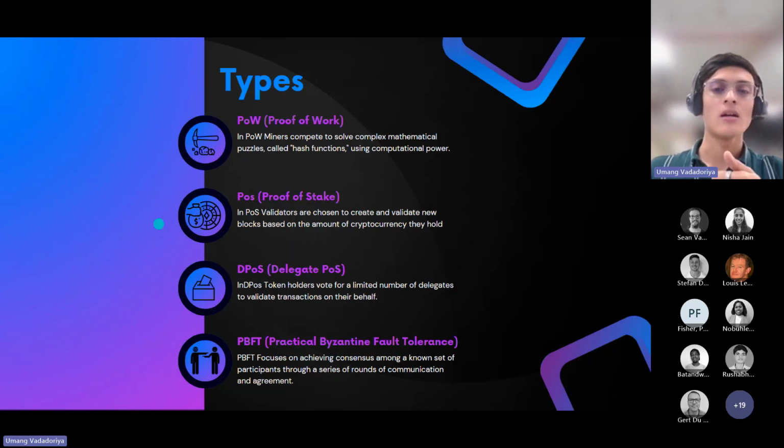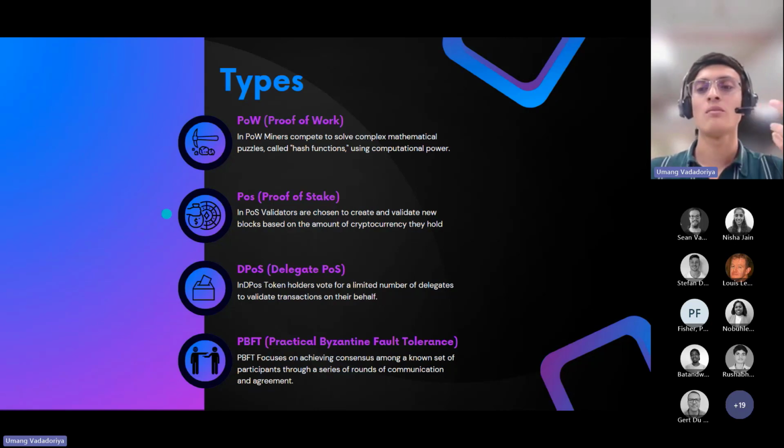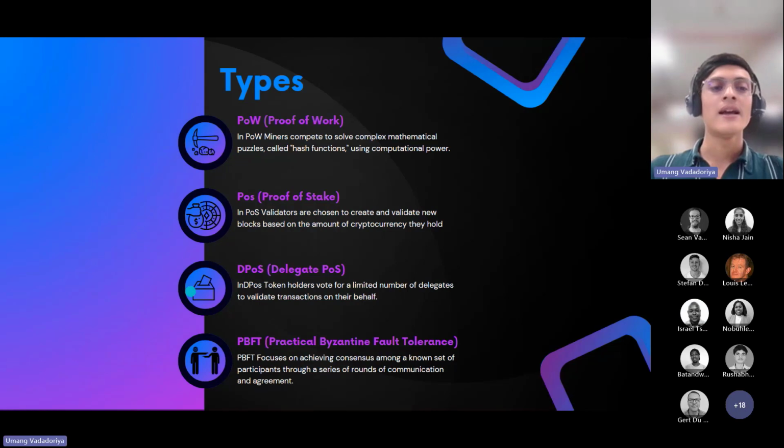In proof of stake, the validators are chosen to create and validate new blocks based on the amount of cryptocurrency they hold. In delegated proof of stake, token holders vote for a limited number of delegates to validate transactions on their behalf. And in practical Byzantine fault tolerance, the focus is on achieving consensus among a known set of participants through a series of rounds of communication and agreement. We'll discuss proof of work and proof of stake in depth in a later portion.